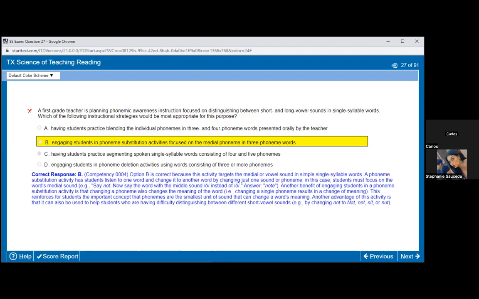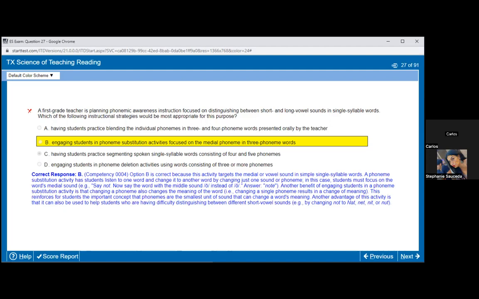Focus on distinguishing between short and long vowel sounds in single syllable words. Which of the following instructional strategies will be most appropriate for this purpose? So she is focusing her instruction on the students being able to distinguish between short and long vowel sounds in single syllable words. First grade. So which of the following strategies is most appropriate for this purpose?